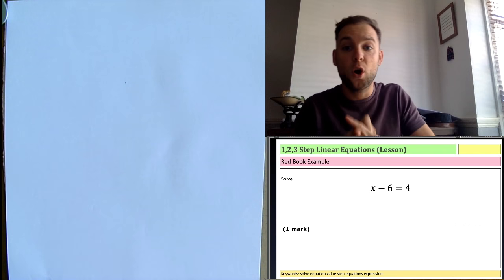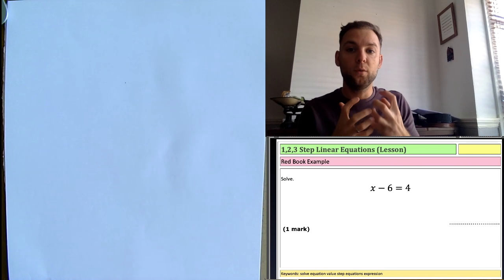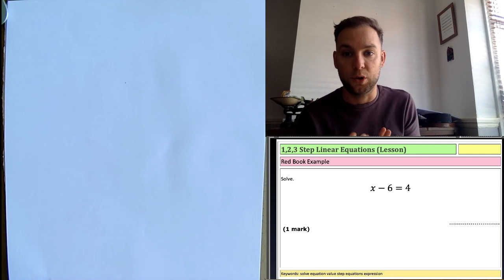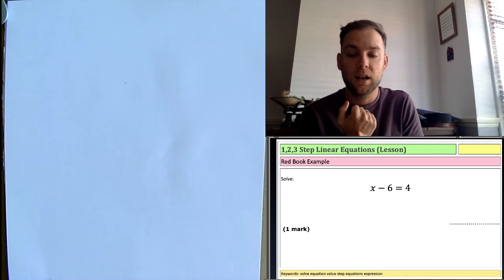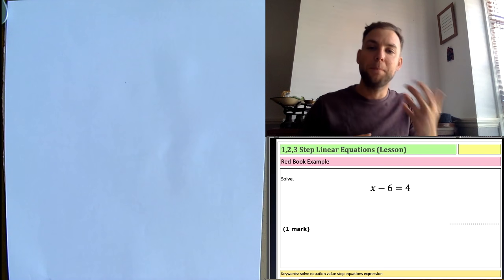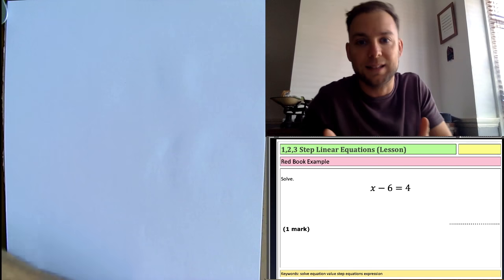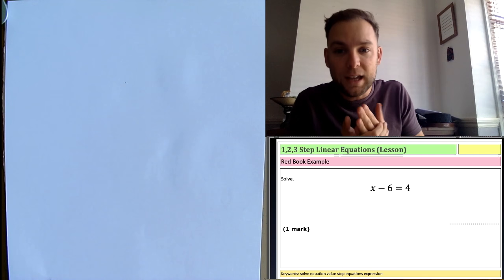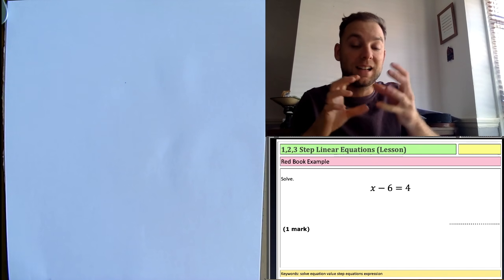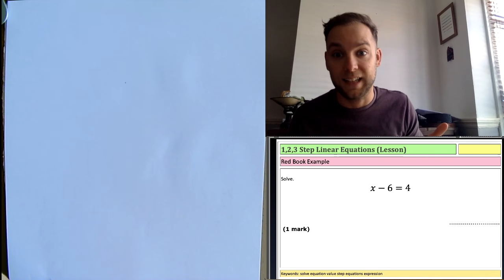Now you have to know what the word solve means. Solve means to find out the unknown. In this case, it's the letter X. So it could be B, it could be T, it could be anything. Solve means to find the unknown. And an equation is anything that has an equal sign. So an equation has an equal sign.